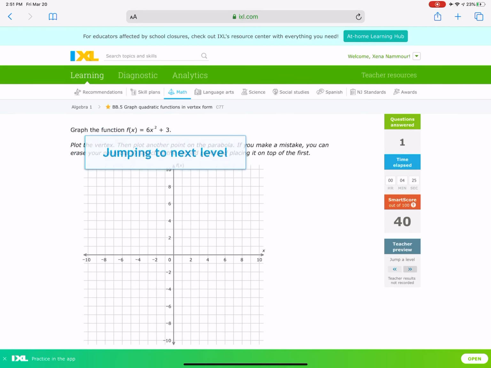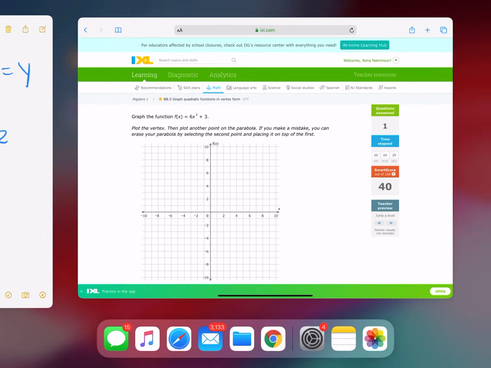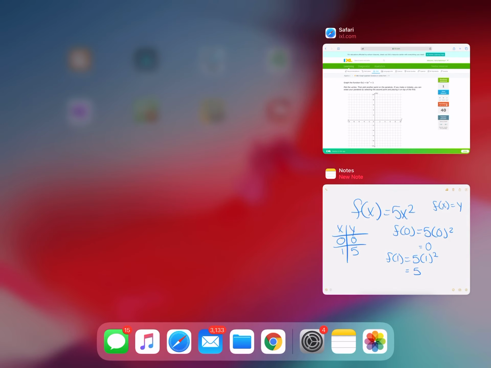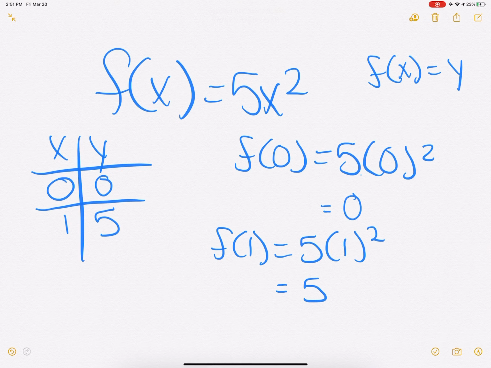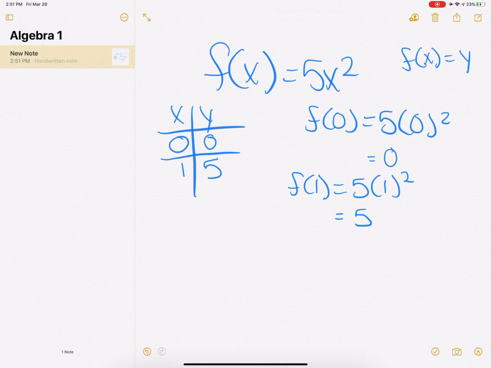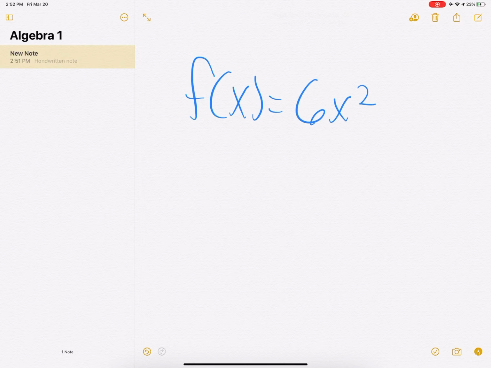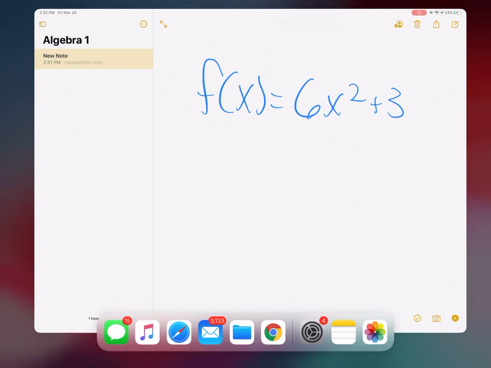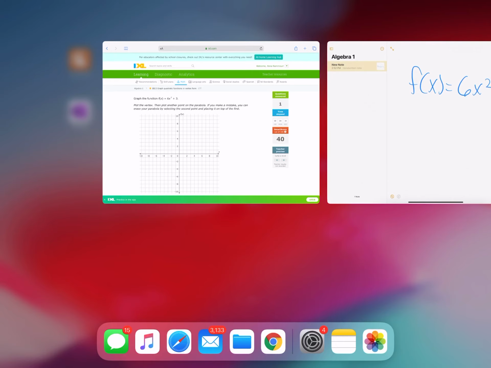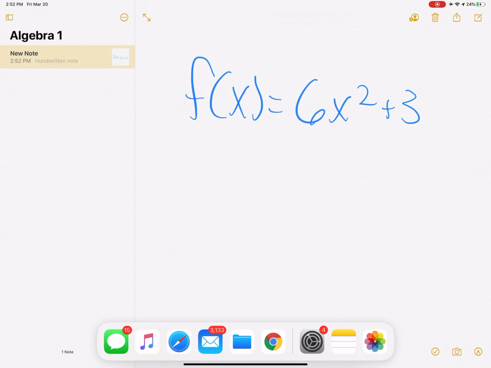Now, here's another example, okay? We're going to do another example. So we got f of x equals 6x squared plus 3, okay? So we're going to write f of x equals 6x squared plus 3, okay? Now this is the same type of example. We got an x and we got a y, okay?